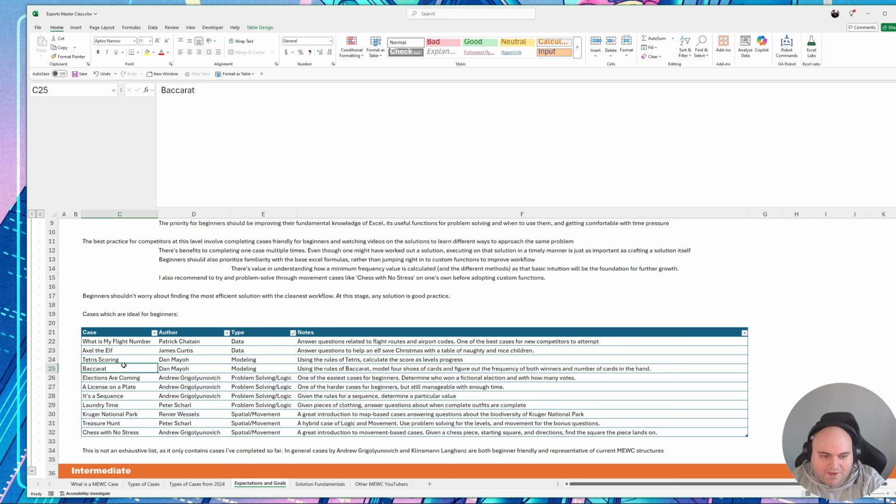Tetris Scoring and Baccarat, I'll combine these into two, by Dan Mayo. I would call these modeling ones, and you're using the rules of Tetris or Baccarat, the rules of the game, and you're either calculating a score for Tetris or the number of cards per hand for each of the different wins. So, how many 4 card hands are won by the banker?